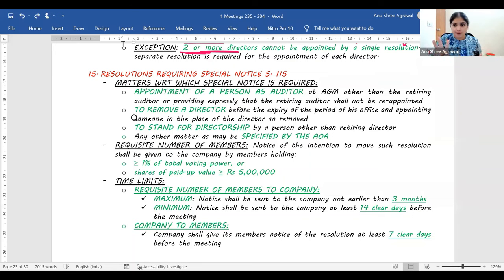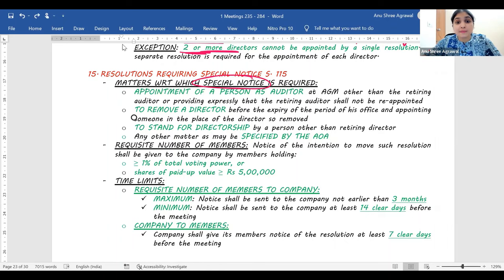So totally four matters. Matter number one, auditor is anyways retiring. We are telling the company, don't reappoint him. Appoint anybody else. Number two, in his place, let us appoint ABC and Co. Number three, we want to stand for directorship, we want to become a director. Number four, let us remove the director. His term is not over, even before that, let us remove the director. For these four matters, special notice is required.